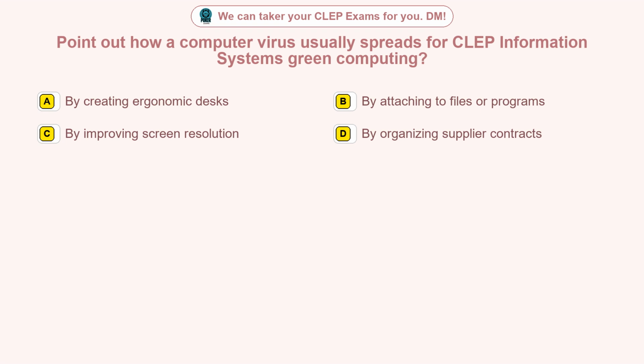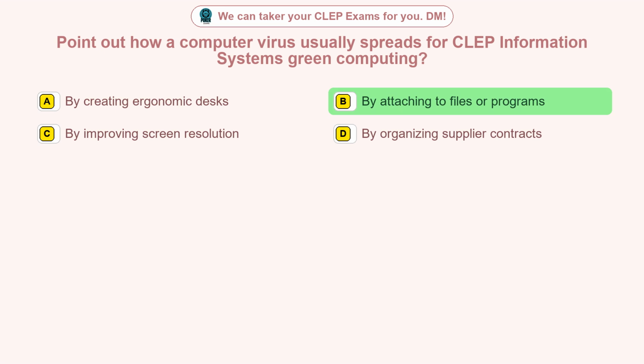Question 39. Point out how a computer virus usually spreads for CLEP Information Systems green computing. Option A. By creating ergonomic desks. Option B. By attaching to files or programs. Option C. By improving screen resolution. Option D. By organizing supplier contracts. The correct answer is option B.